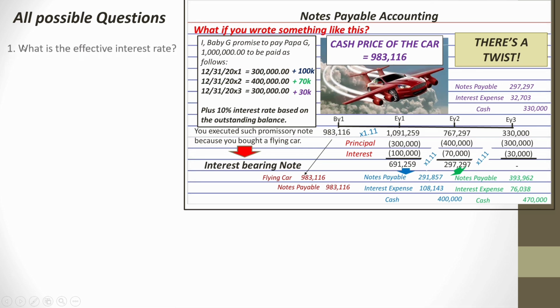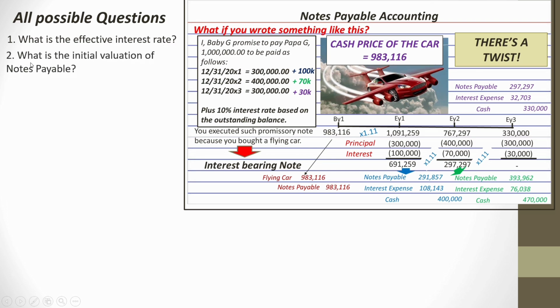You can be asked about what is the effective rate. And since we already have computed it to be 11%, based on supposedly the results of our trial and error and interpolation, there is already no problem with answering this question number 1. So question number 2, you can also be asked about what is the initial valuation of the notes payable. Well, in this particular illustrative problem, the initial valuation of the notes payable is the cash price, right? So it has been made readily available. So that's it for question 1 and question number 2.